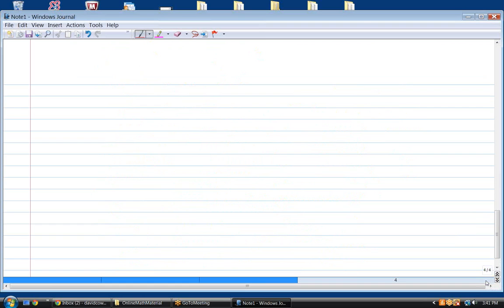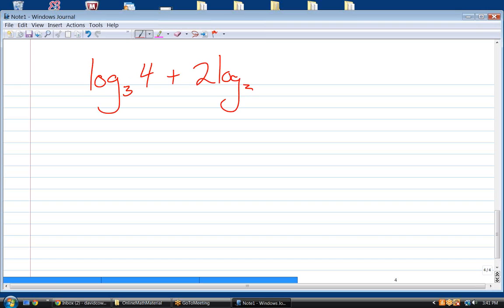I usually put the hardest ones last, so I'll just put the last one. Okay, good. So it says log base 3 of 4 plus 2 log base 3 of x, minus log base 3 of 5. What's that going to be equal to?